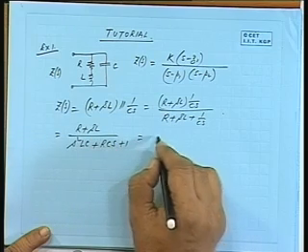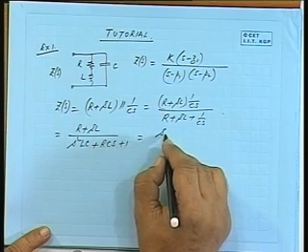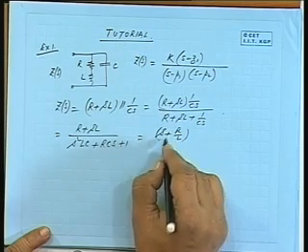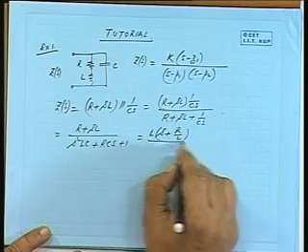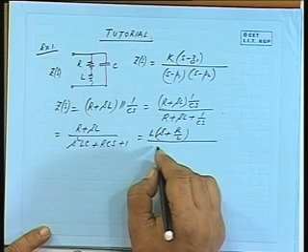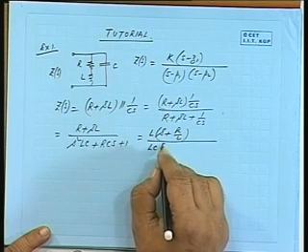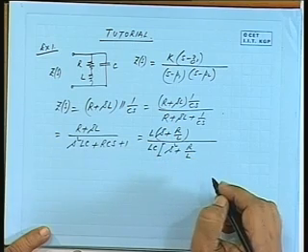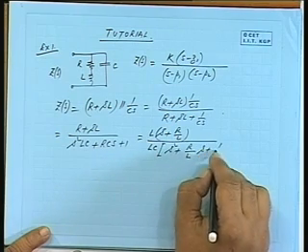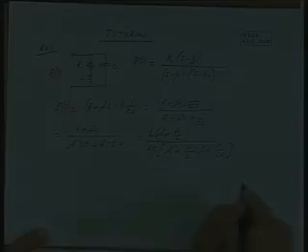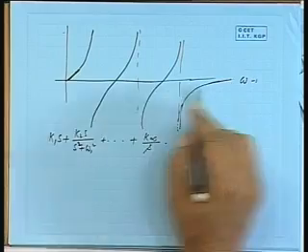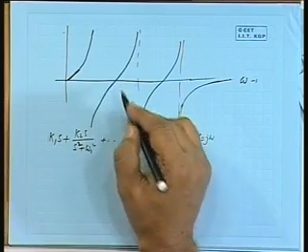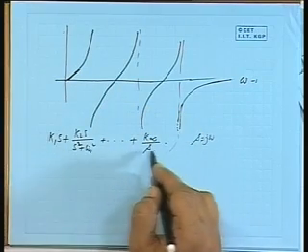So, this can be taken as S plus R by L into L divided by LC into S squared plus R by L S plus 1 by LC. That will always come out to be positive at any point. You can take the derivative and you can show this.